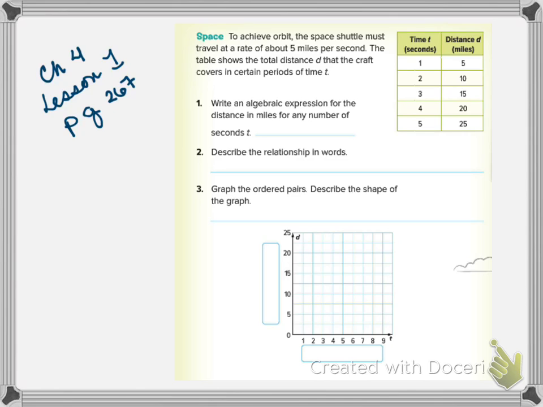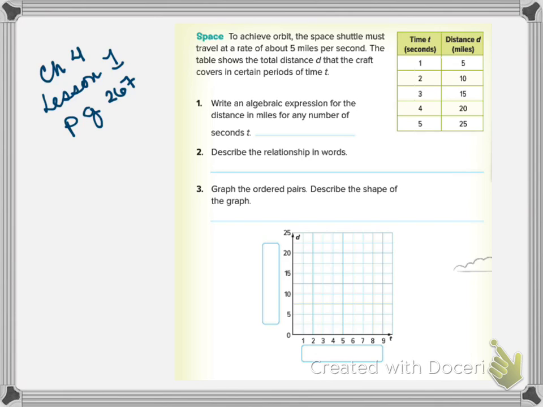So this chapter is all about modeling relationships between quantities, and we're going to be looking at our linear equations and relationships that we learned about in Chapter 2 and Chapter 3, and kind of looking at that in context of real-world situations. So again, we're on page 267, and we're looking at the real-world link.